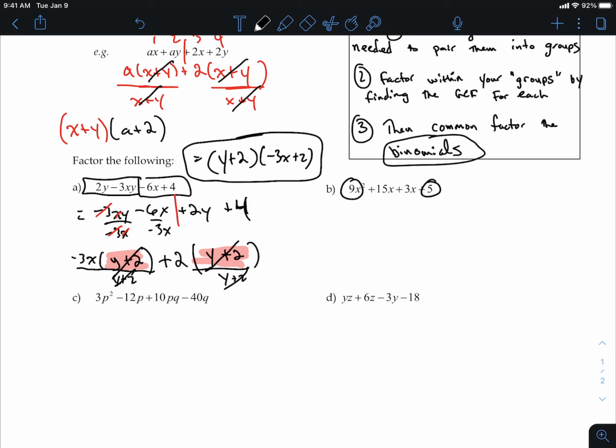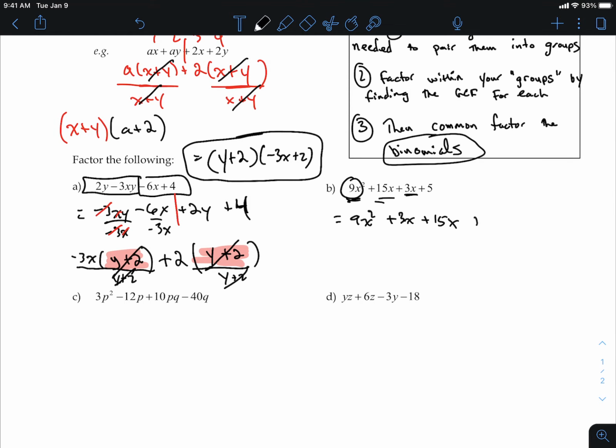Basically what you're deciding between, you're stuck on the 9. You got to decide between the 3 and 15, which one you're going to put with the 9. Okay, 9 doesn't really go with the 15, right? But the 3 and the 9 do. So what if I did 9x squared plus 3x, plus 15x plus 5. Then I could break that in half.